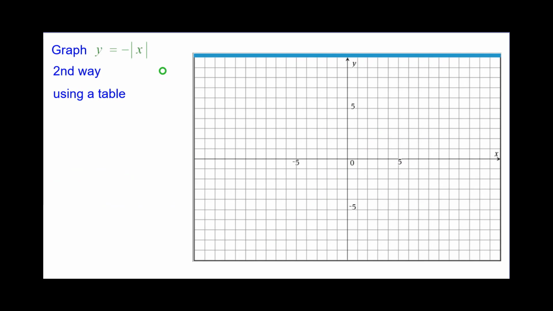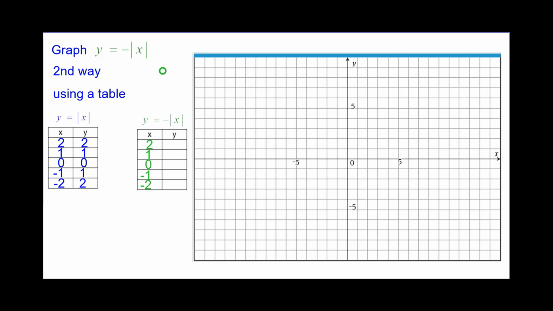Second way, we're going to use a table. So we'll start off with the traditional y equals absolute value of x table. And what we're going to do is take the opposite of each of the y coordinates, because that's what it says to do right here. And so 2 will be opposite, become negative 2. So we'll plot 2 comma negative 2.